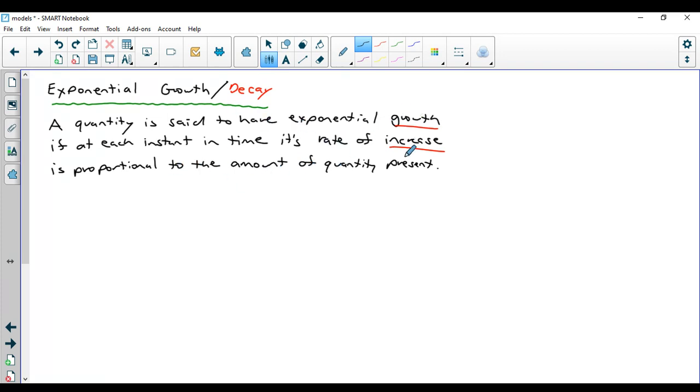Now, underlined growth and increase, because you could also have exponential decay with like radioactive isotopes, right? So if you wanted to change this to a decay paragraph, it would say a quantity is said to have exponential decay. Maybe we'll put that in parentheses. If at each instant in time its rate of, it wouldn't be increase now, it would be decrease is proportional to the quantity present. All right. So that is exponential growth. That is how it's defined.